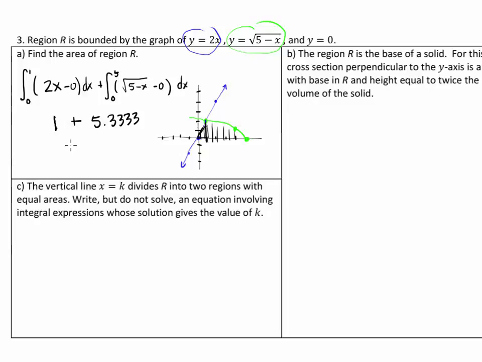5.3333. So our final answer will be 6.333. And there's our area of region R. Okay, let's take a look at part B.